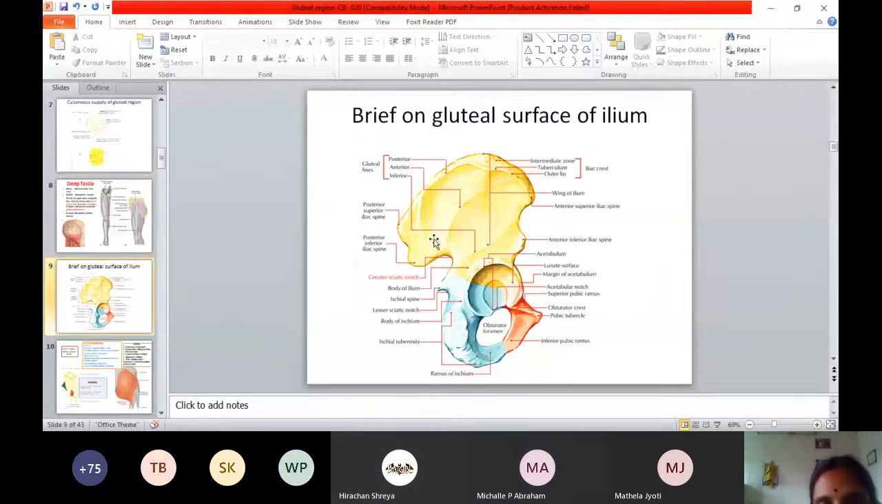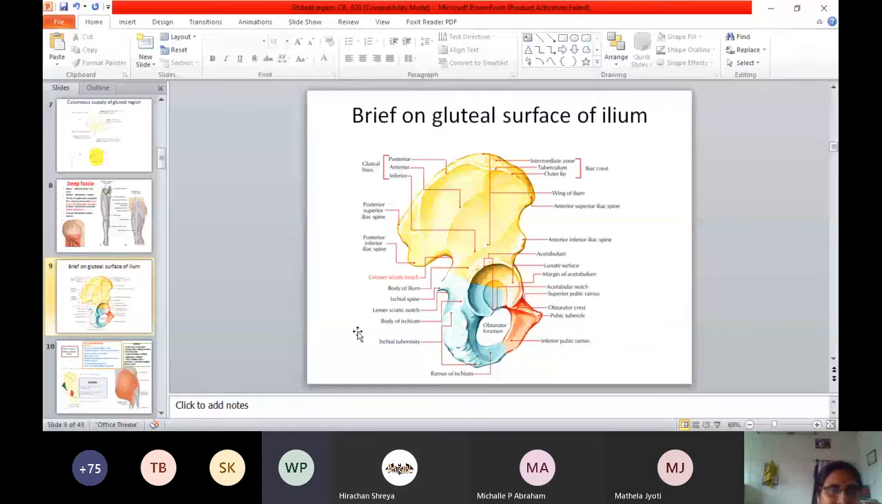If you remember this part, you can easily remember the origin of all the muscles. Which line is this? Posterior gluteal line. Very good. Which line is this? Anterior gluteal line. Yes. This is inferior gluteal line. Which tuberosity is this, my dear student? Ischial tuberosity. What is this? Acetabulum. Obturator foramen. Which notch is this? Greater sciatic notch. This is lesser sciatic notch. Which spine is this? Ischial spine. Very good.